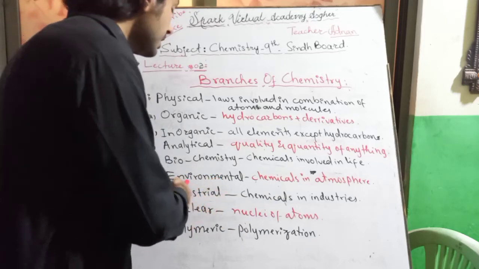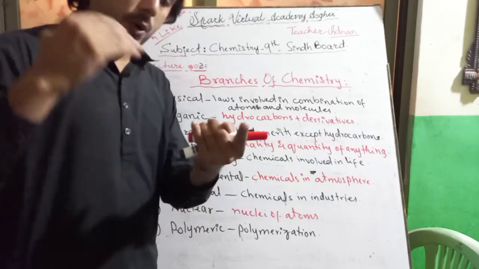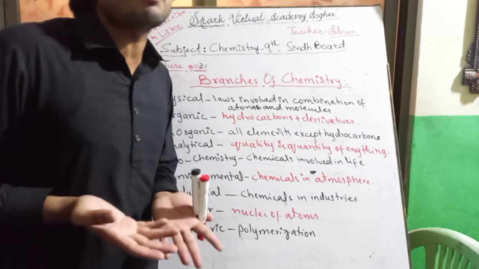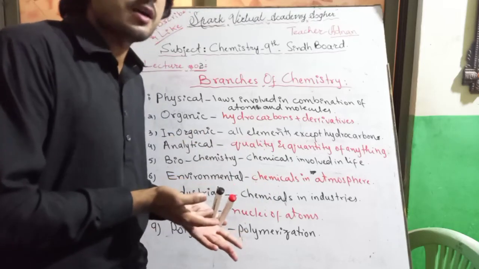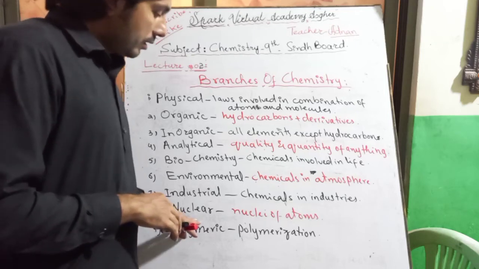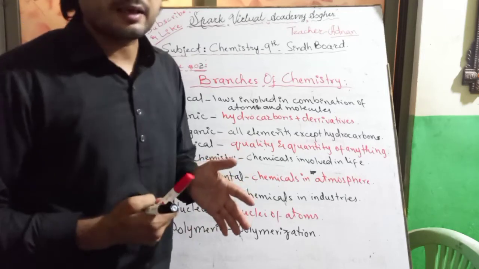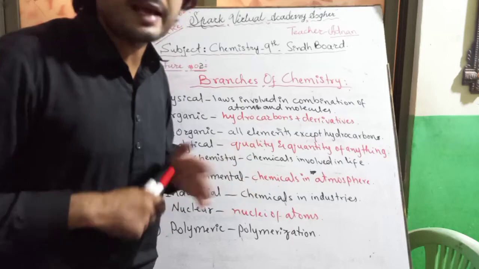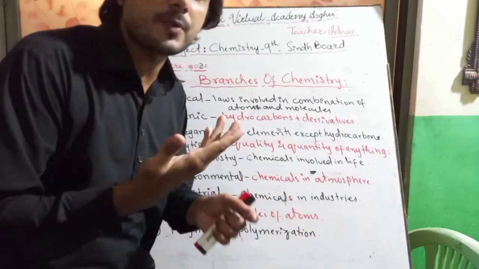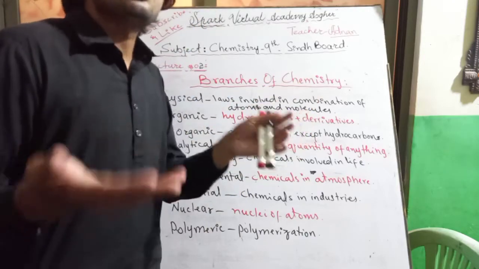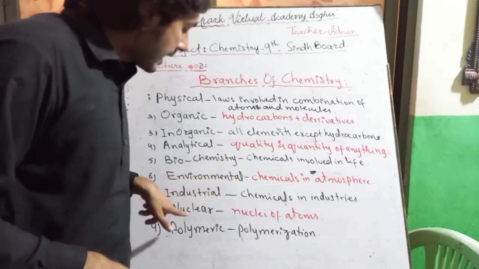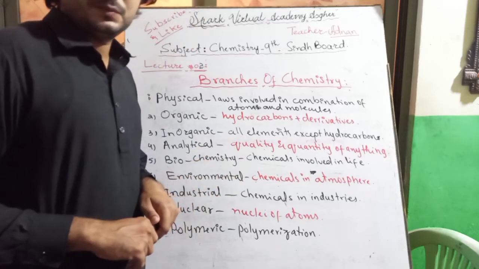If we talk about the industrial chemistry, so again, all the chemicals or the chemical processes which are taking place in the industries are included into the industrial chemistry. If we start studying the nucleus of different atoms, how the rays are emitted, how the rays are absorbed, how the electrons jump here and there, so all those nuclear reactions are included into the nuclear chemistry.